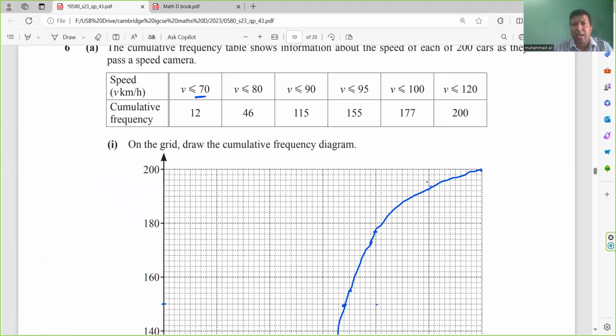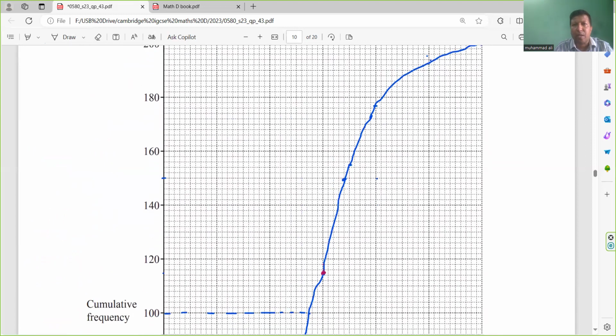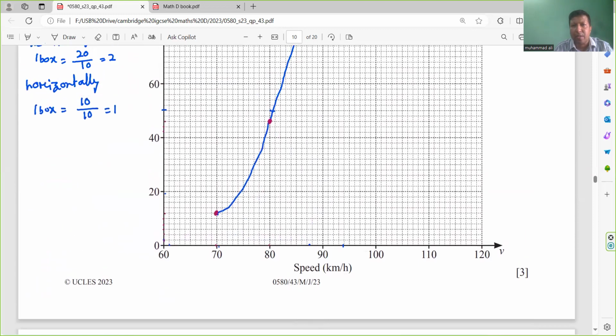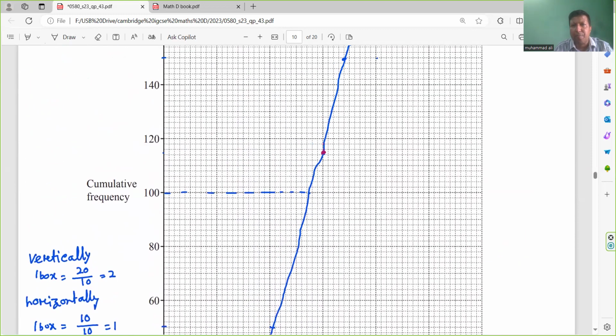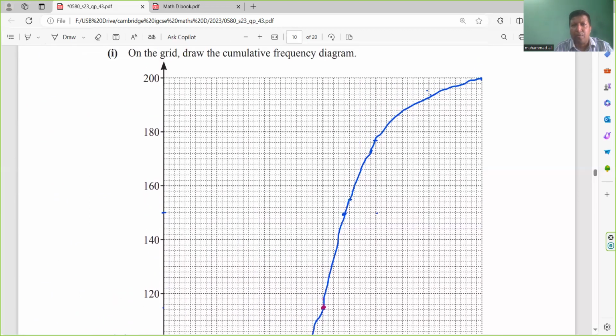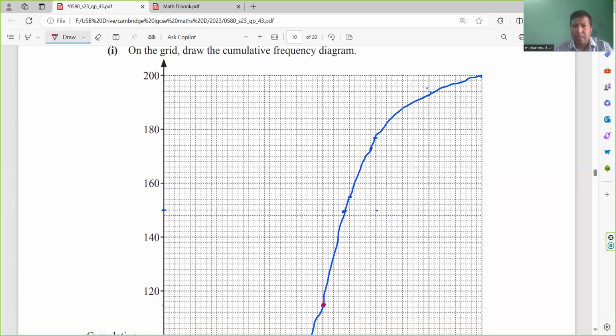Now, V less than or equal to 95, 155. Where is 95? 95 is here. This is 95 and 155. This is 160, 158, 156. So 155 is here.